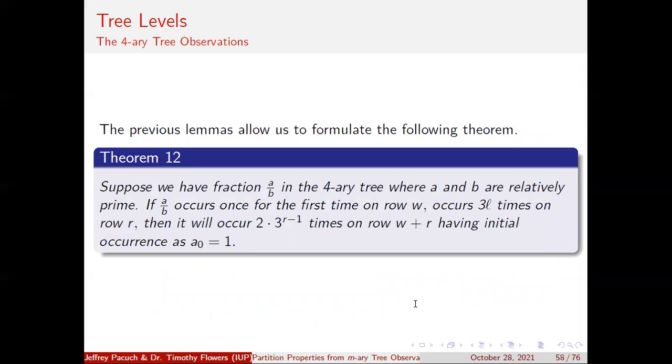So this allows me to lead into the following theorem. If I have some fraction a over b in the 4-ary tree where a and b are relatively prime, and it occurs once for the first time on some row we'll call w, then it will occur 2 times 3 to the r minus 1 times on row r plus w, where we know the initial occurrence is 1 on that row w.